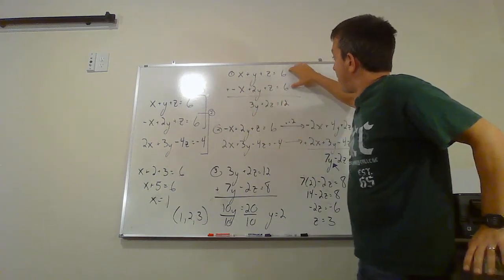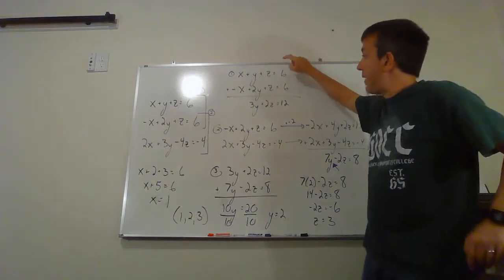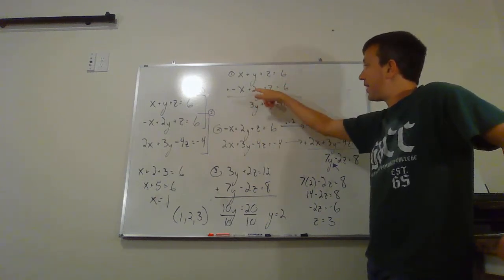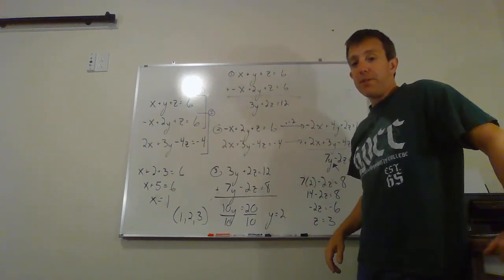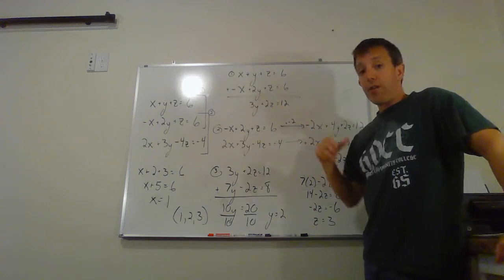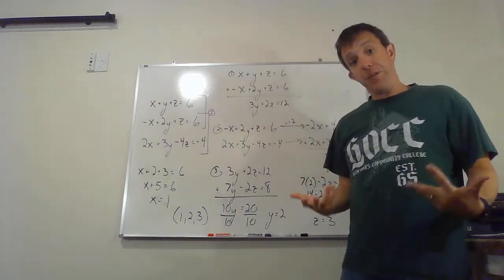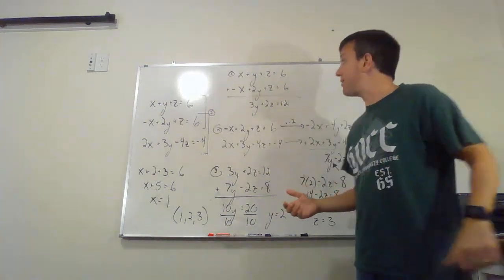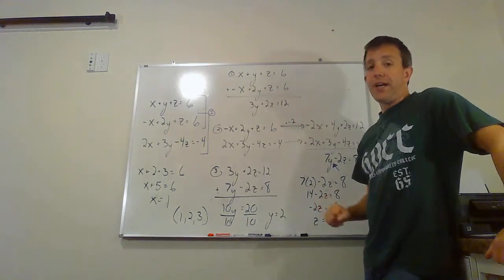The first 2 pairs, I brought them over here, and we can see them. I have x plus y plus z equals 6, and negative x plus 2y plus z is equal to 6. Because the x's are already opposites, I don't have to do anything to get rid of the x's. I just have to add these 2 equations together. So I do that. I add them.